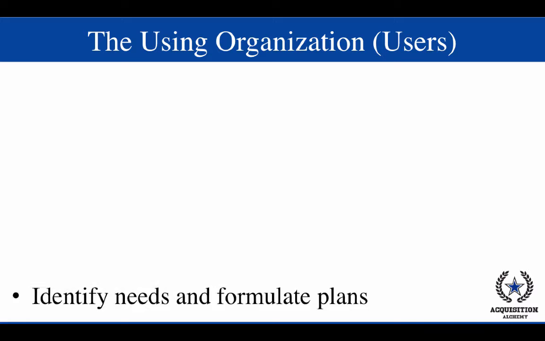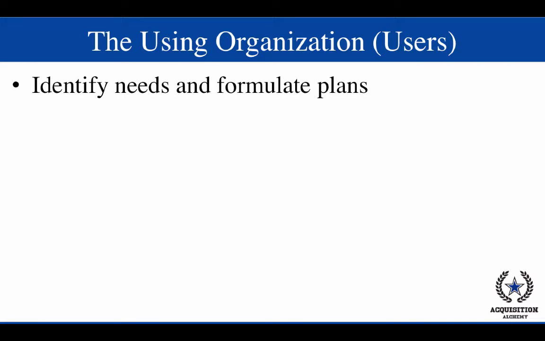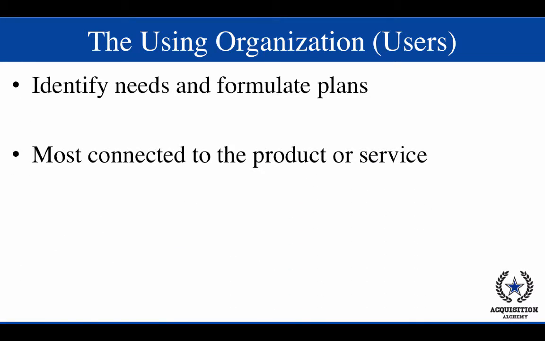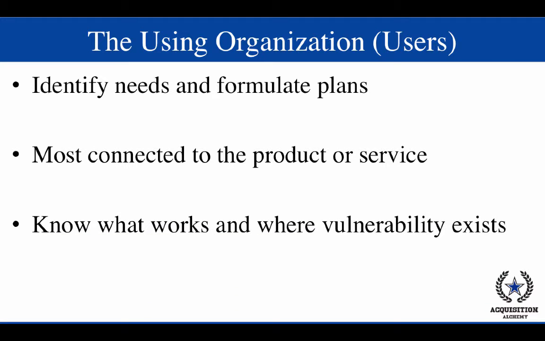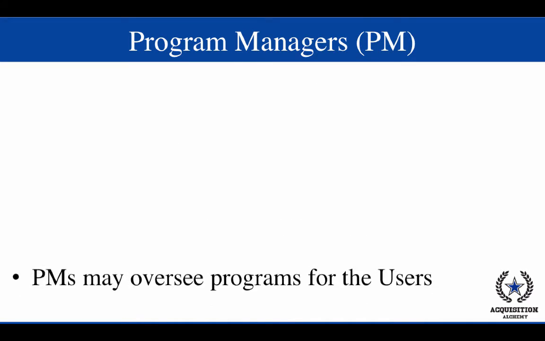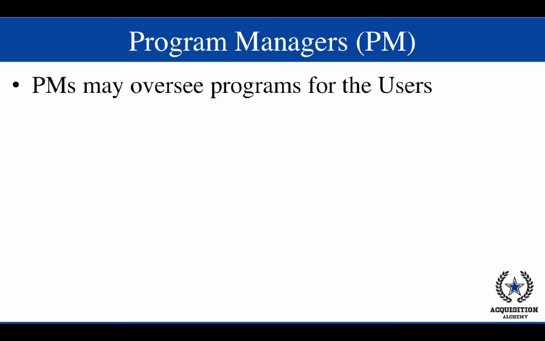The users. Users identify needs and formulate plans to satisfy mission needs. The users are the individuals using the product or service, which means they are most connected to the product or service being purchased because they use it on a recurring basis. Users know what has worked in the past and where risk and vulnerability exist with the product or service being procured. Program managers. PMs may oversee programs for the users.